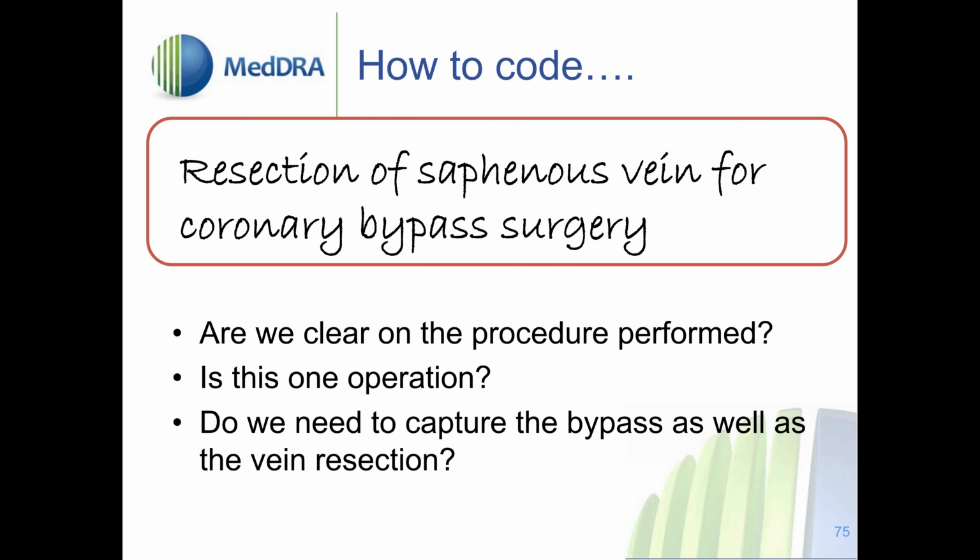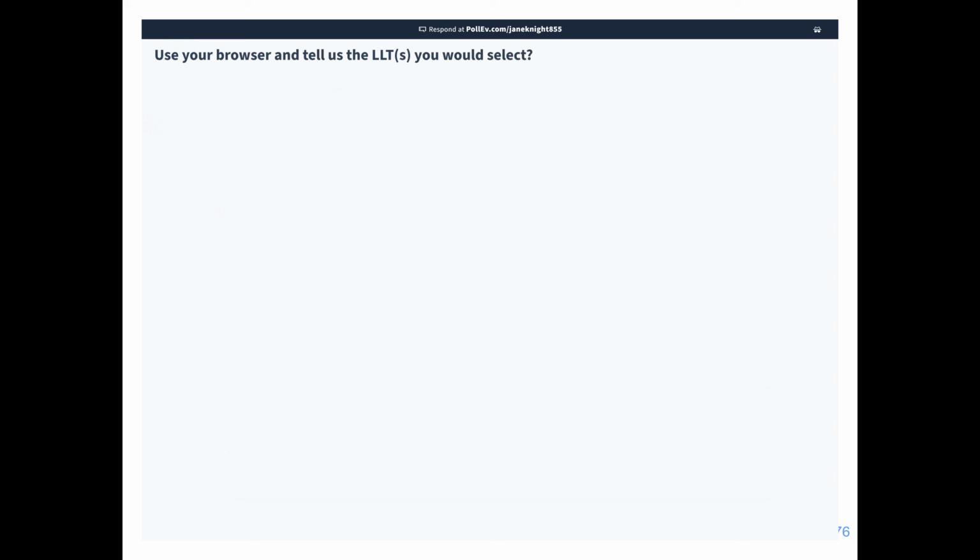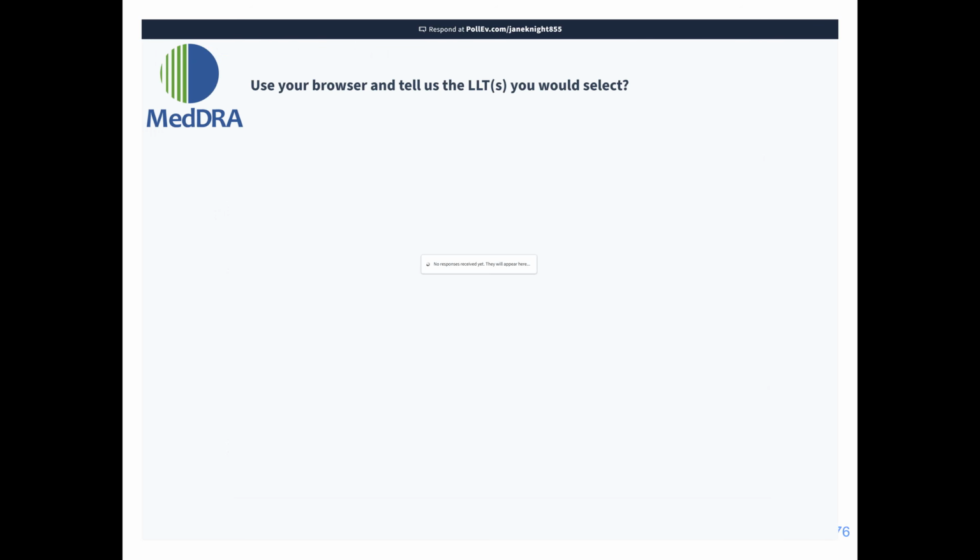What's actually being reported here is the resection of the vein. So what about the coronary bypass? Or is it all one operation? So what do you think? If you've got your browser open, what LLT would you select, or LLTs for this one?